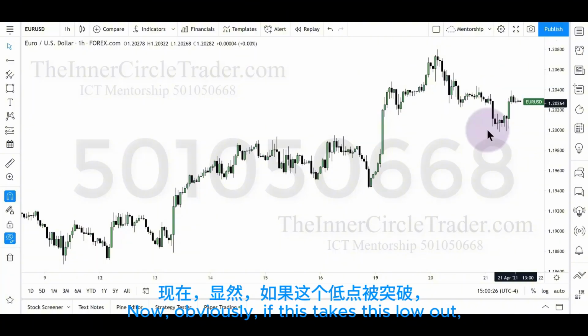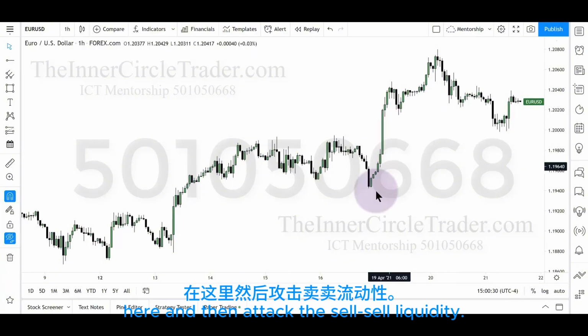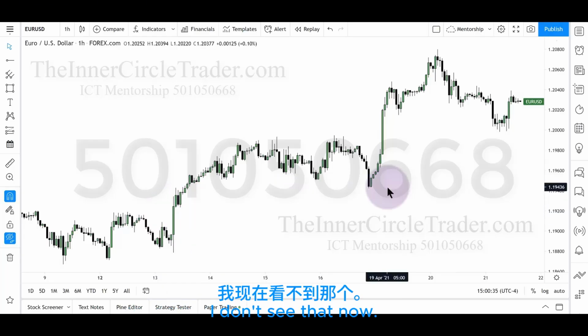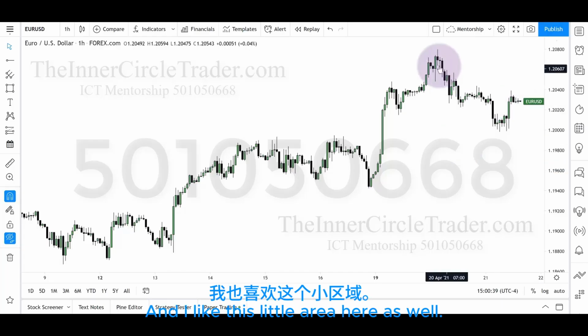Now, obviously, if this takes this low out, then we'll be looking for a complete closure here and then attack the sell side liquidity. And then we have this over here. I don't see that now. I think it's going to go higher. And I like this little area here as well.